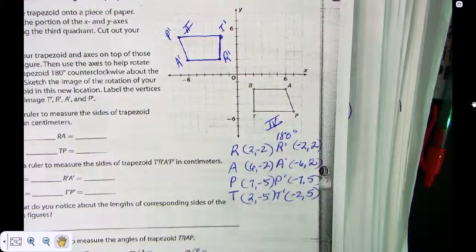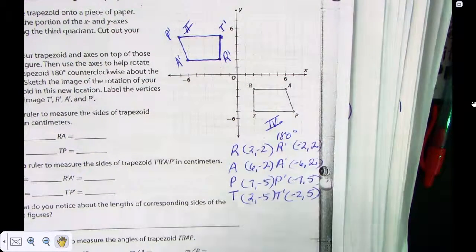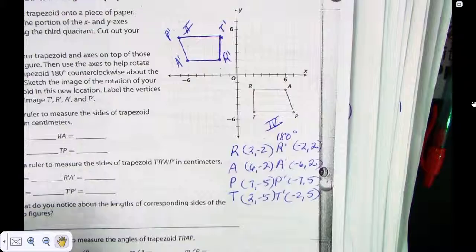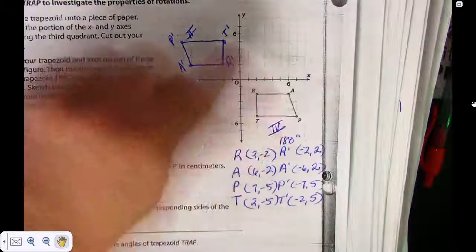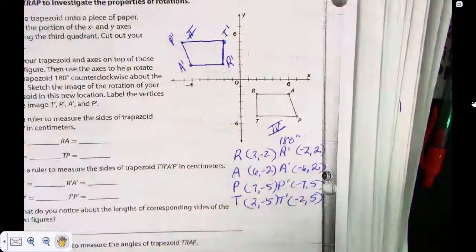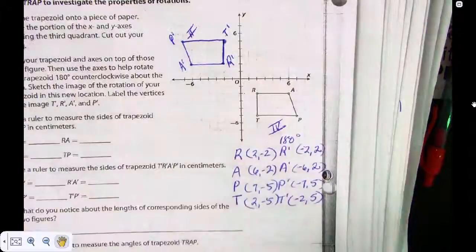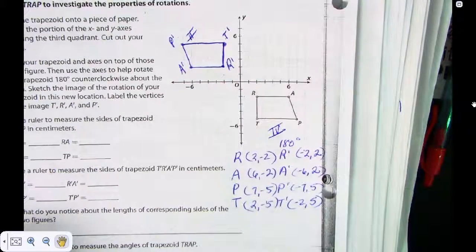Okay? What are you thinking? You got it? Does it look like a 180-degree turn? Is it upside down? Yes. It's just upside down, but not reflected. It's upside down, but it's turned. Okay, does everybody get that?